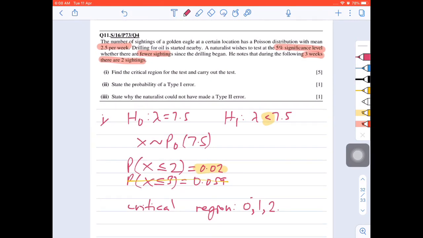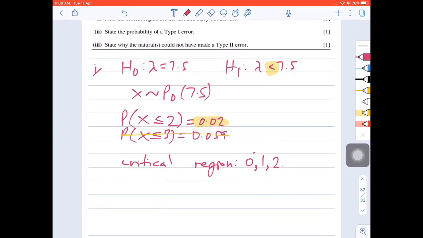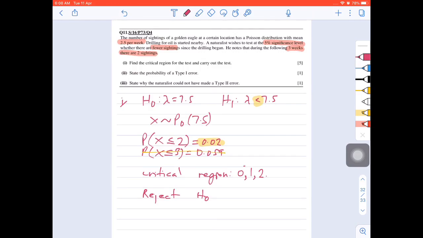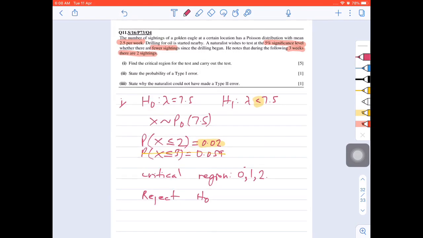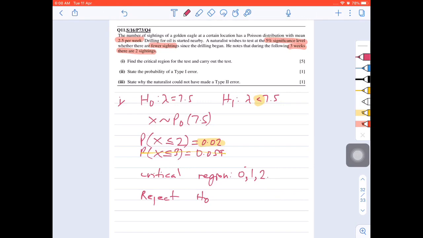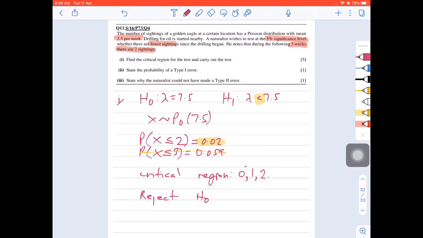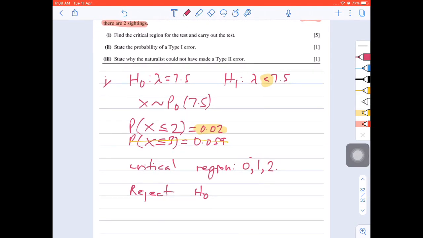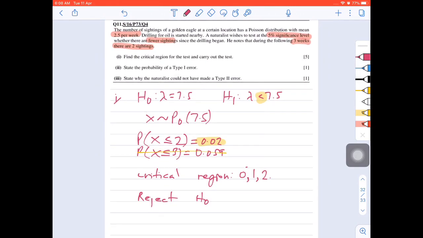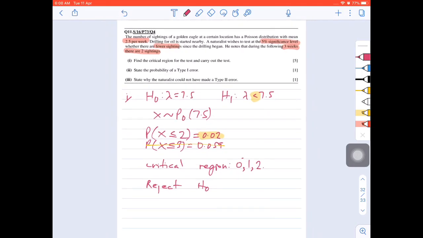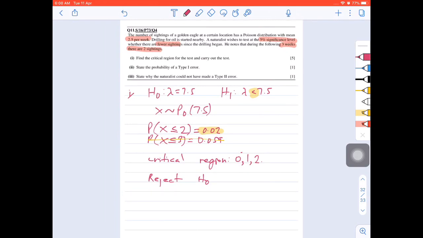What are the sightings? There are 2 sightings in 3 weeks. So since 2 is in the critical region, reject H0, and the naturalist's suspicion proves to be right. As there are fewer sightings, lambda less than 7.5 is accepted. So there will be fewer sightings. So that was the first part.